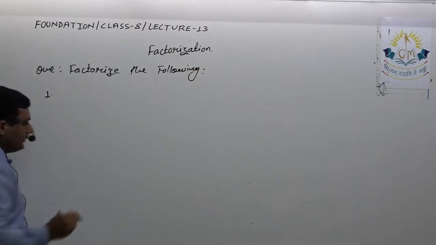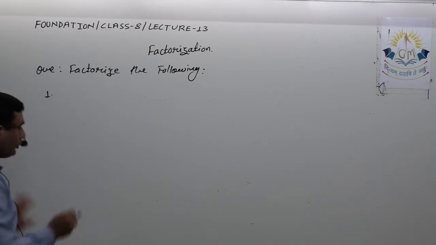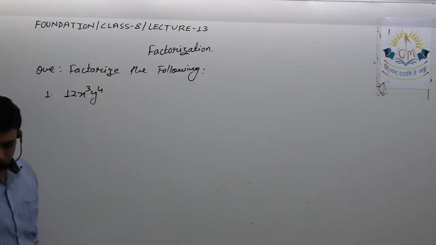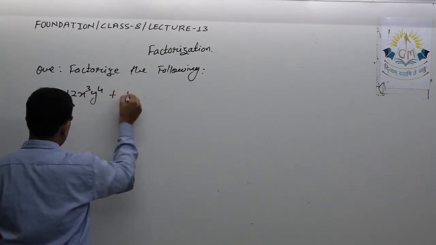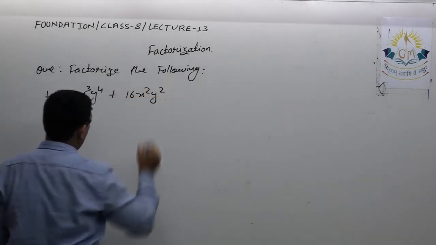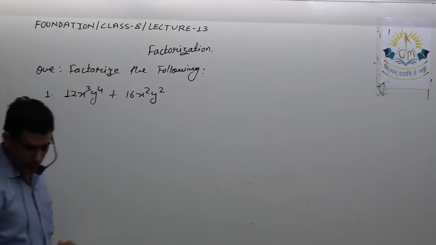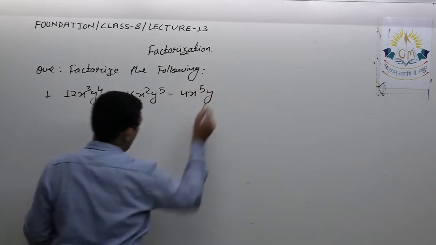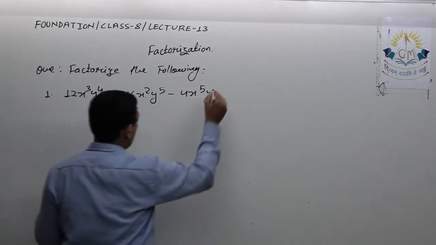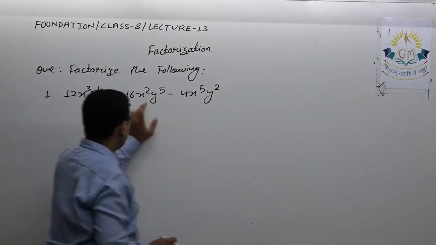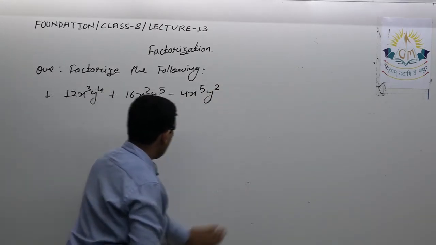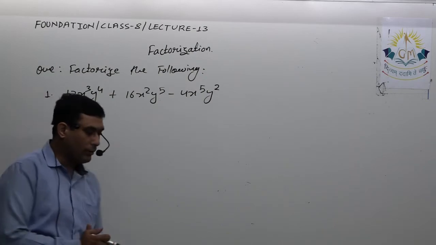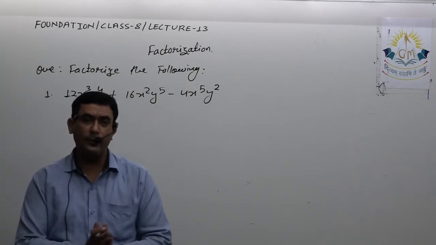In this first one we are going to see 12x cube y raised to 4 plus 16x square y square minus 4x raised to 5 y square. So this we have to factorize. As I told you, we have to start by taking common. When I say to take common, it means we have to take the maximum thing that can be taken common.